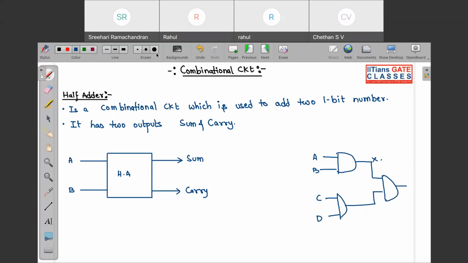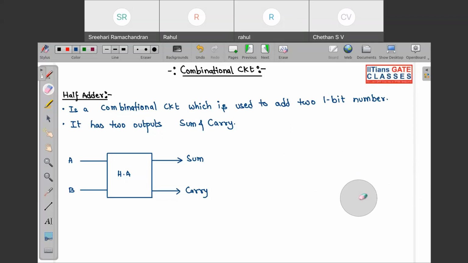Now the first combinational circuit that we have is what? It is your half adder. So from here, most of the time I guess that only theoretical questions will be asked. So the first component is what? Half adder. Half adder is a combinational circuit which adds two 1-bit numbers. It has basically two outputs, sum and carry.